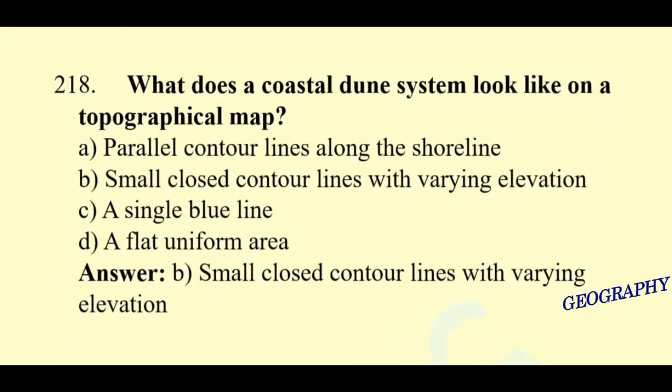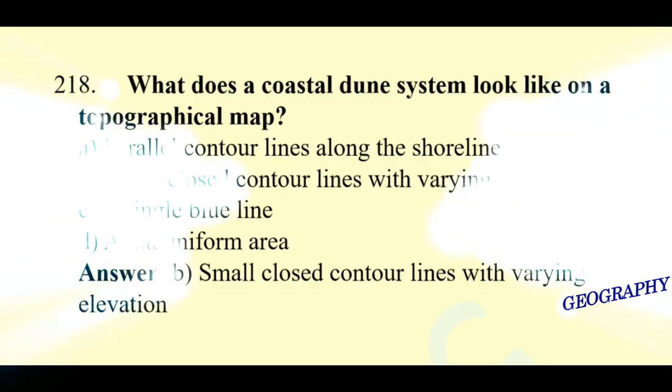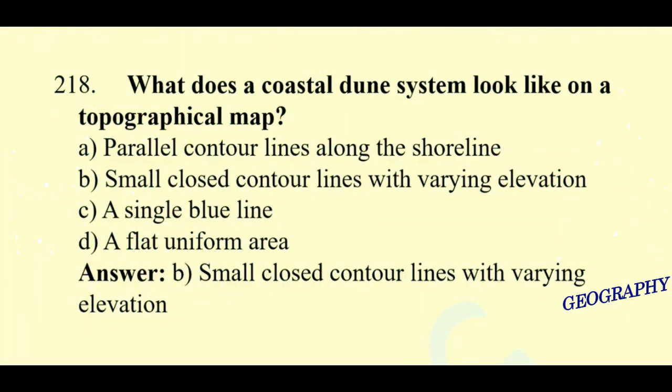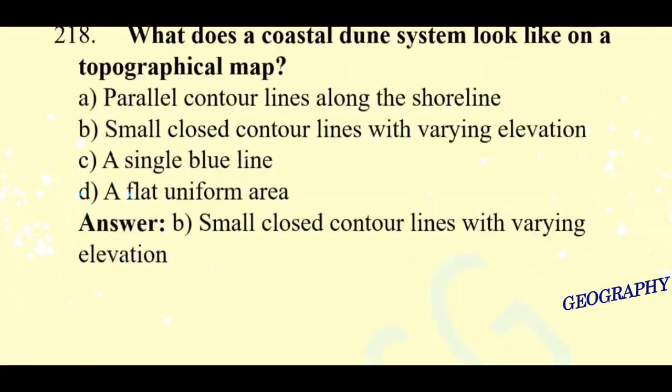218. What does a coastal dune system look like on a topographical map? Parallel contour lines along the shoreline, small closed contour lines with varying elevation, a single blue line, a flat uniform area. Here the right answer will be small closed contour lines with varying elevation.